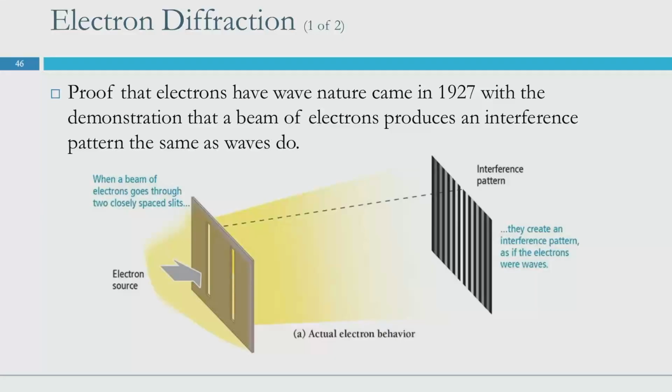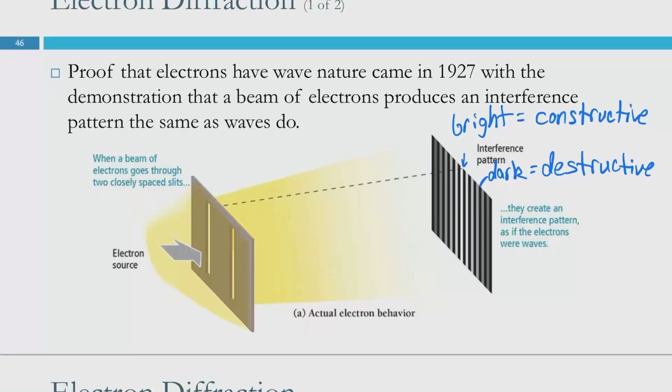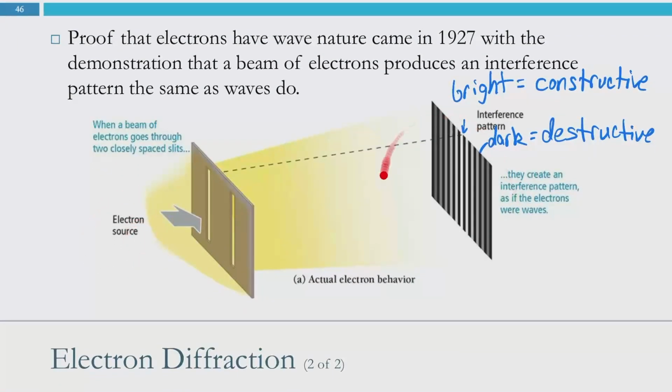And where those two beams overlap, they're either going to stack constructively, they're going to add together, or they're going to create these dark spots, which is destructive interference. Meaning they have the same energy, but they're out of phase with each other, and so they cancel out. So it was surprising to see that electrons also produce this interference pattern, because waves produce this interference pattern. This means that electrons also have wave behavior.